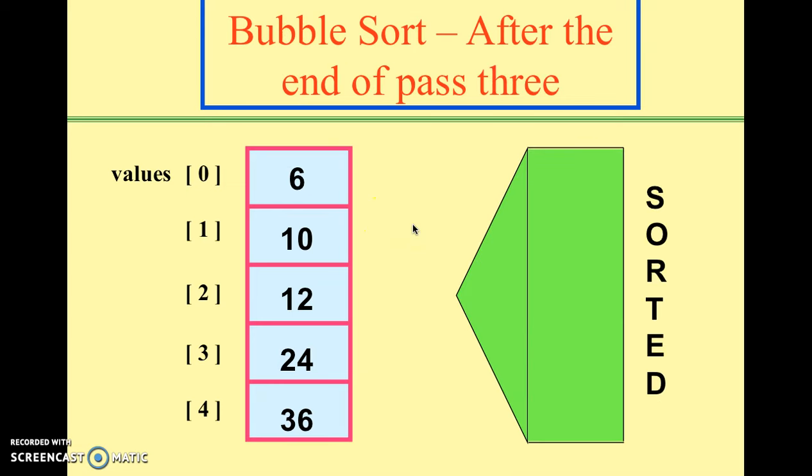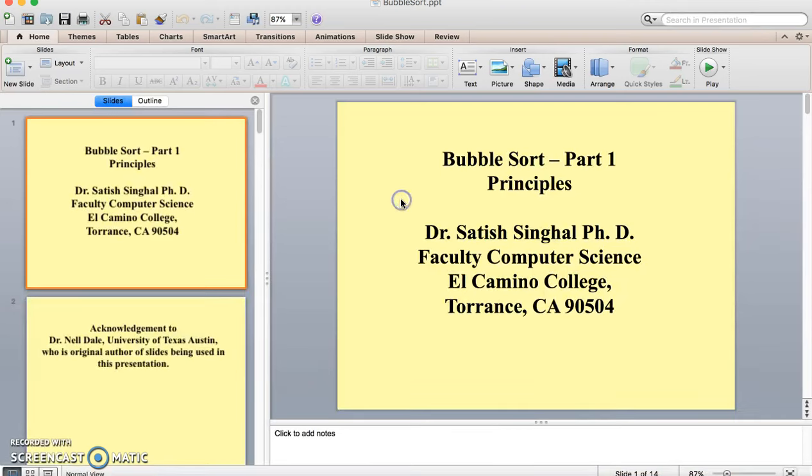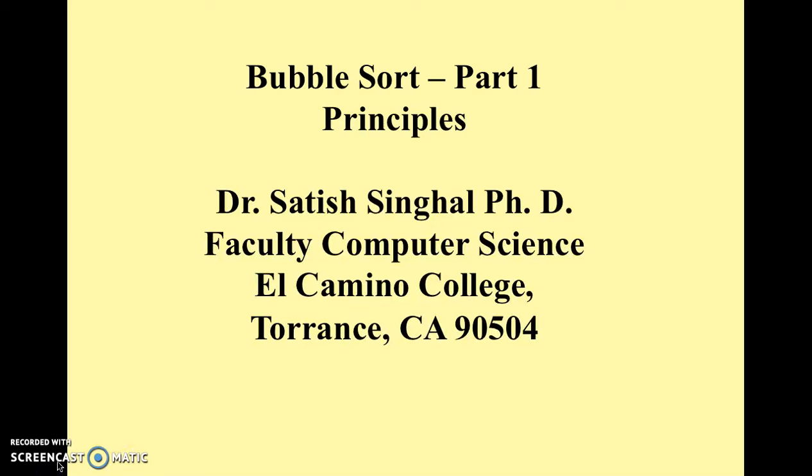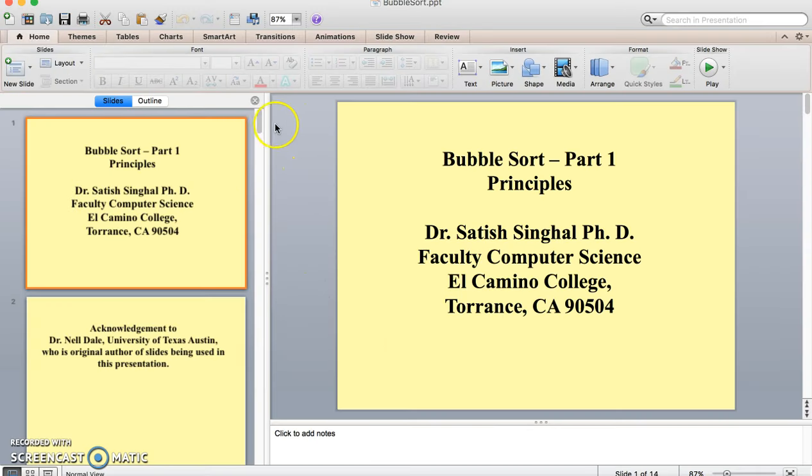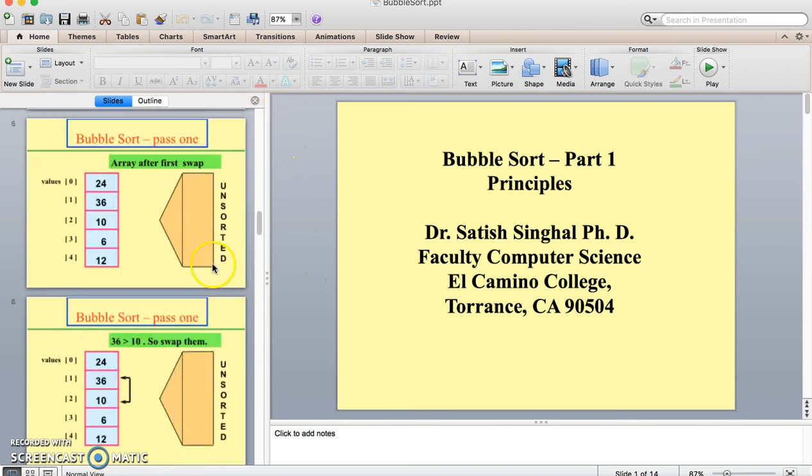And of course, at the end of pass 3, the array will be sorted, completely sorted. In some cases it may not be sorted yet, and it's not going to change after pass 4, and after pass 4, the array is sorted. Okay. So that's the theory of the bubble sort.